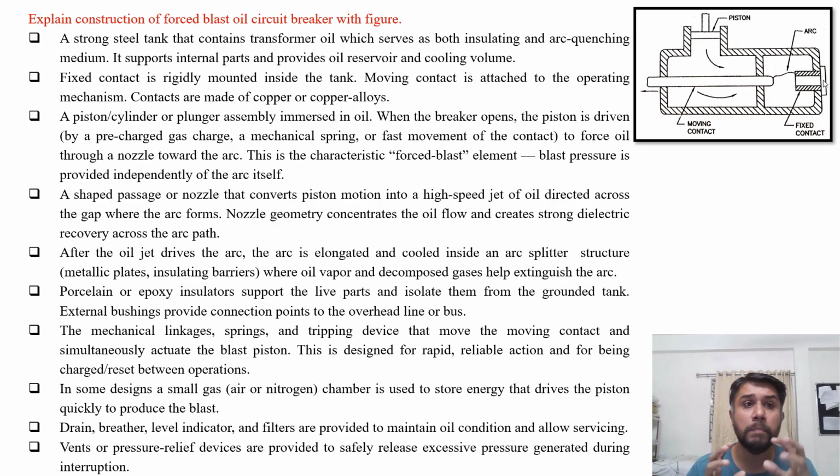So these are the basic constructional details of the forced blast oil circuit breaker, and the figure is shown like this. A simple construction where the supporting structures or operating mechanism are not shown in the figure. It is just a basic figure that you have to draw when answering in an examination.